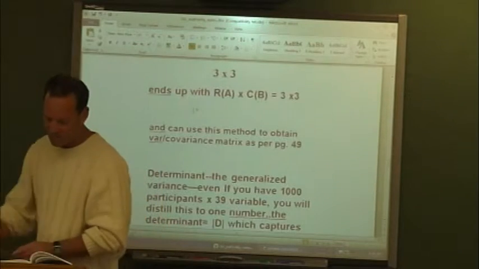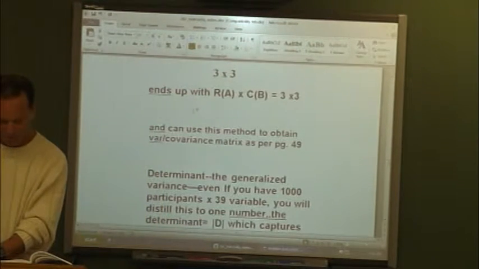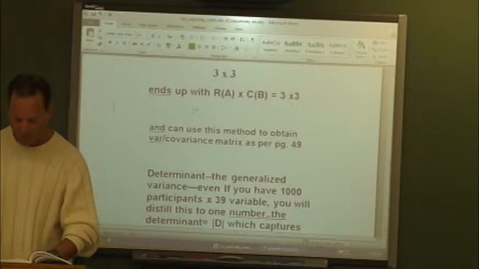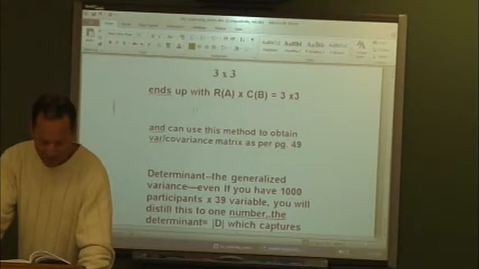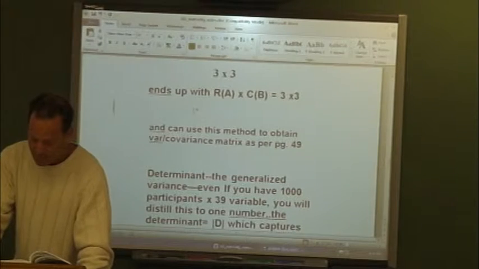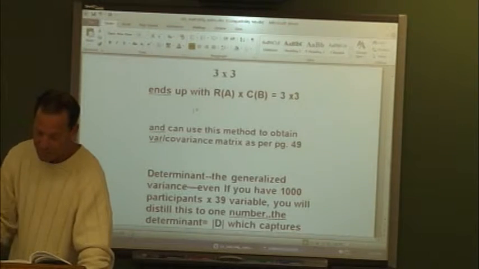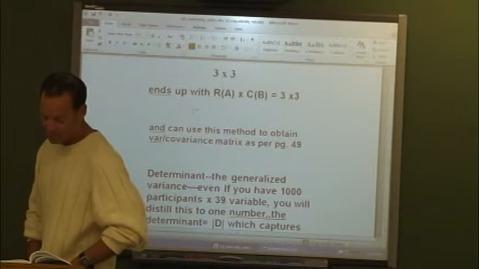Let's say we have x1 and x2 on page 49. Those could be two variables, right? Two variables with three people. Does everybody see x1 has a 1, 3, and a 2, and x2 is 1, 4, 7? You get the means of 2 and 4. So you have means for each of those.